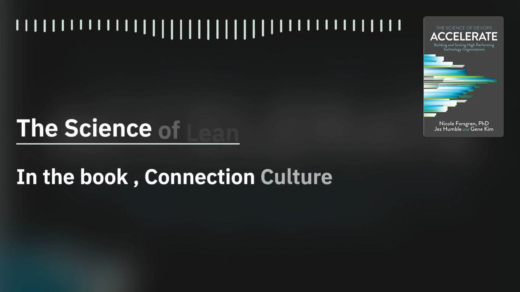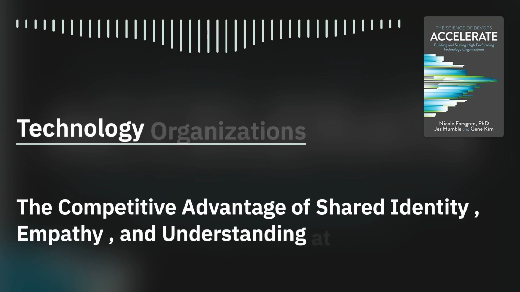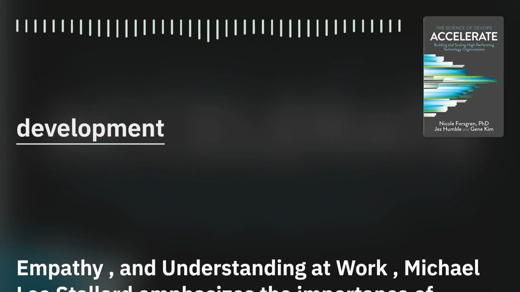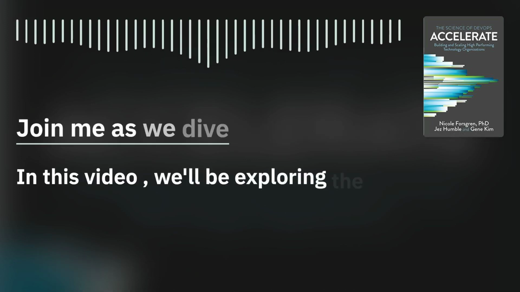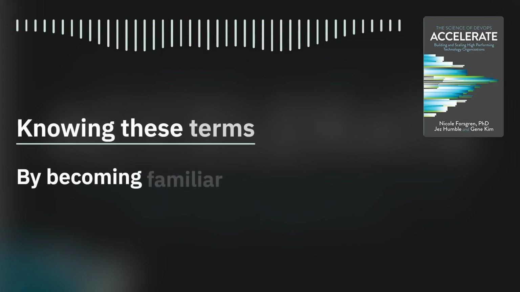Accelerate: The Science of Lean Software and DevOps: Building and Scaling High-Performing Technology Organizations is a guidebook for achieving high performance in software development and delivery through DevOps practices. Join me as we dive into the key terminology from Accelerate. Knowing these terms is a shortcut to comprehending the book's central concepts.